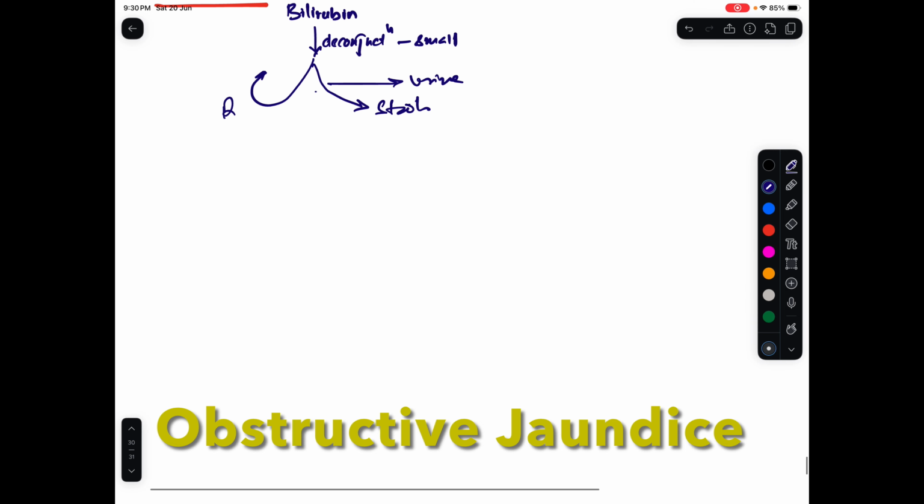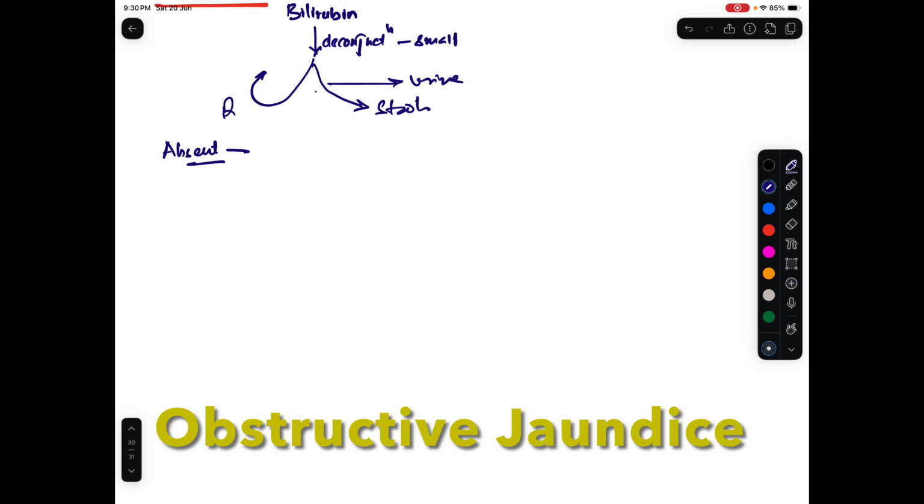Why is it absent? Urobilinogen is absent because of the obstruction to the flow of bile, so bilirubin does not reach the gut. So it can be absent. So in obstructive jaundice, what is there? It doesn't reach the gut. So it's directly coming into the blood. So that's why it's not going into the gut, obstruction to the flow of bile and bilirubin does not reach the gut.